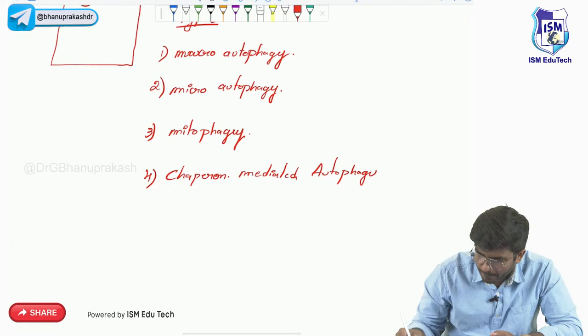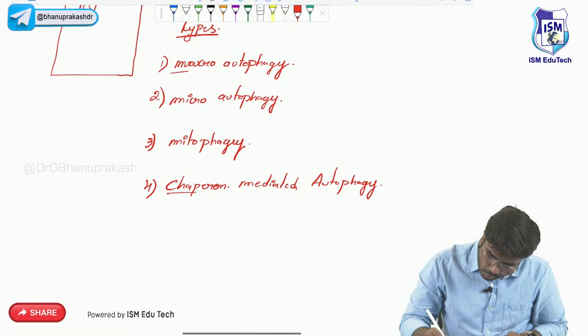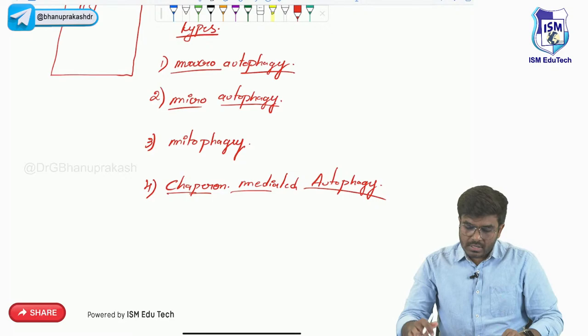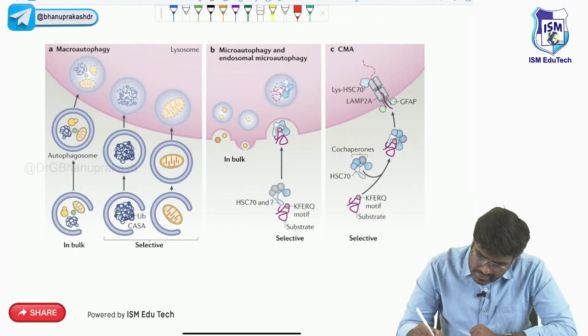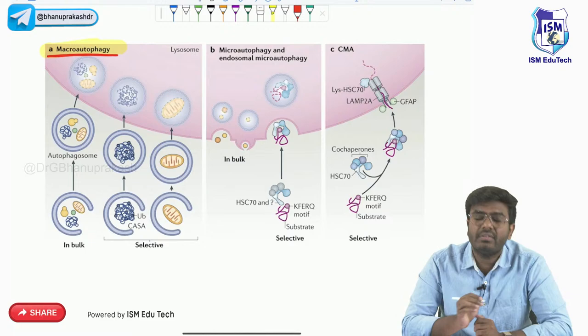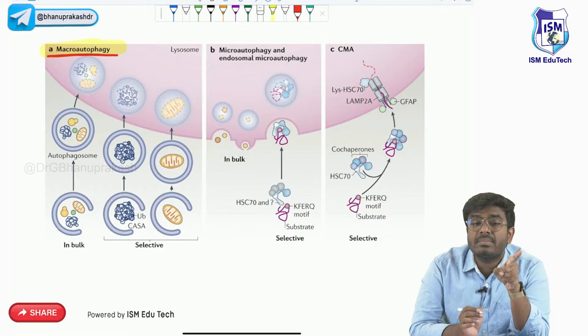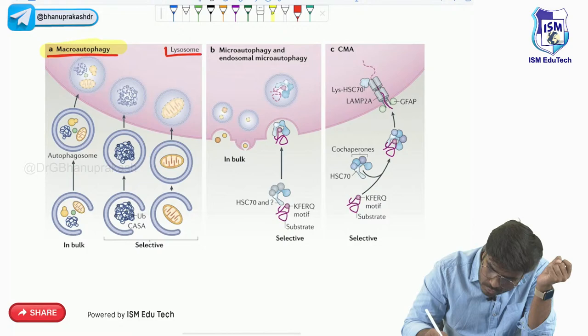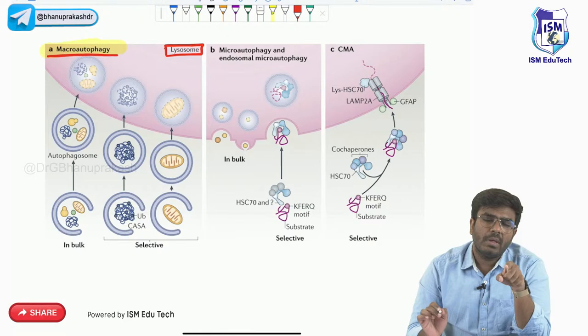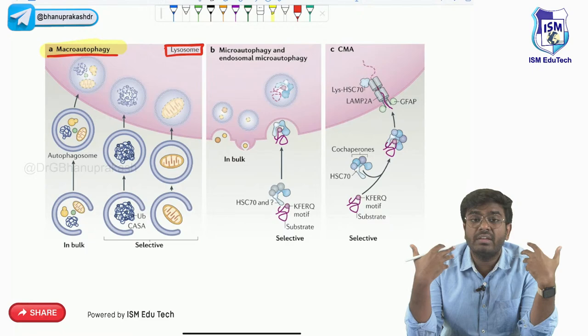First let's start with macroautophagy, microautophagy and chaperone-mediated autophagy. These are the main three things. Let me show you an image so that it will be clear. First let's talk about macroautophagy. What events happen in macroautophagy? What is the organelle mainly mediating this process? The organelle involved is the lysosome. I have explained what happens in autophagy: self-destruction. Our own organelles will be digested away, which will give us energy.